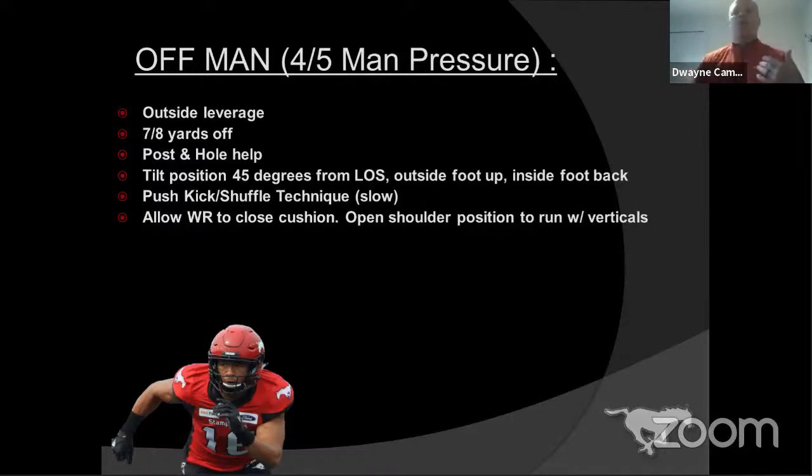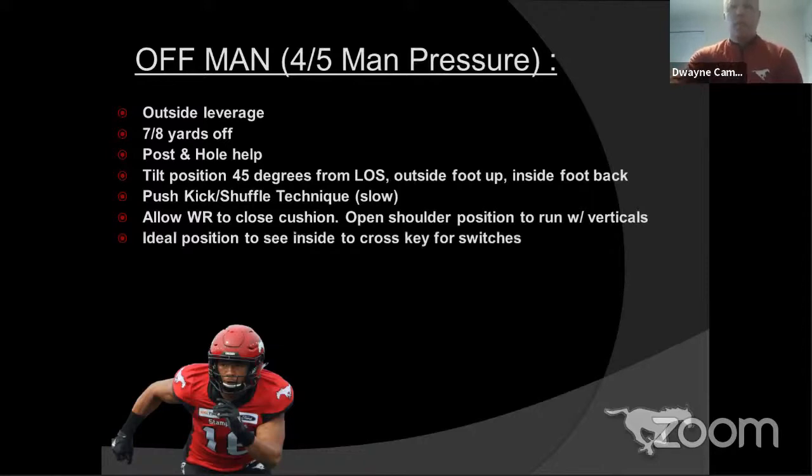Because we've got an open shoulder position to run with verticals, we don't need to worry about getting beat by verticals. And we don't want to have so much separation in the cushion that they can just run inside, underneath, and stop routes in front of us, pitch and catch with the quarterback, and get first downs all day. So we want them to eat up our cushion with the confidence in our athletic ability that if they are running a 7, 8, or 9 route, post, corner, go route, we're ready to run with them already.